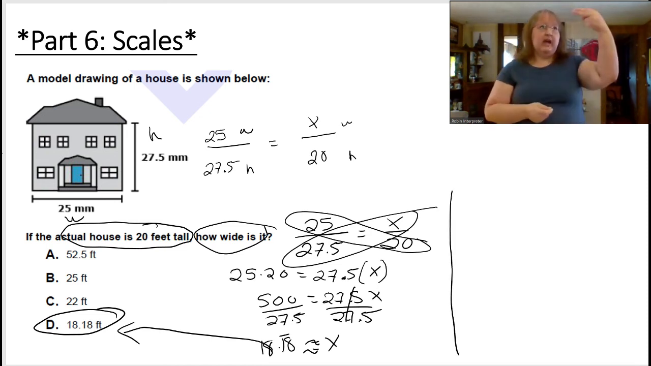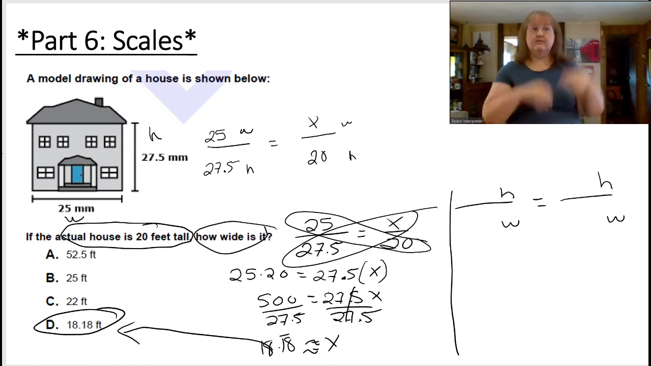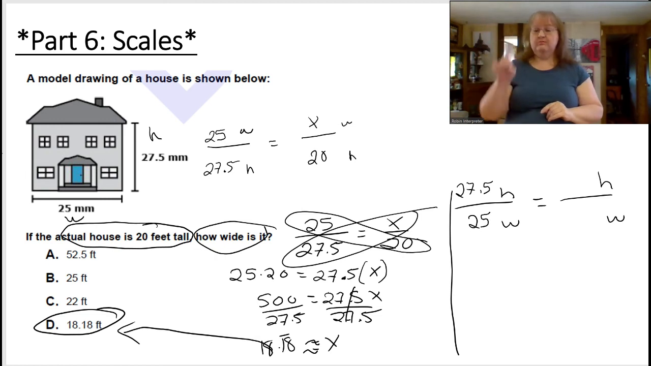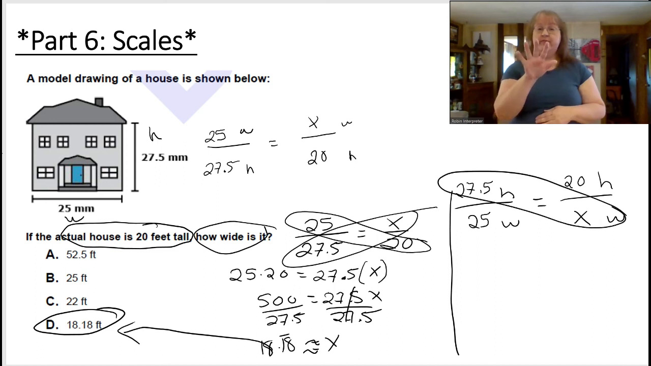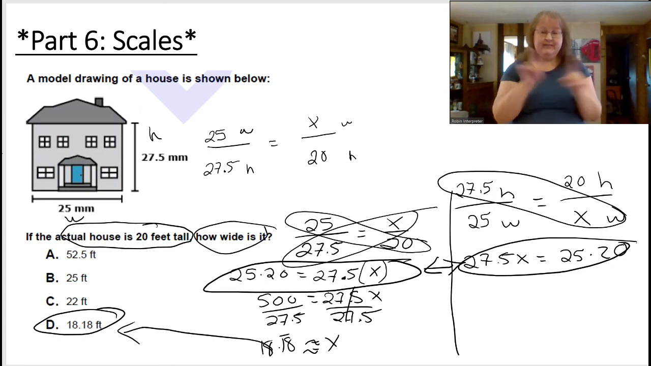Well, what if I did it the other way? What if I wanted to have height on top and width on bottom? Let's see what would happen then, because we should get the same exact answer no matter what. So my height would be 27.5 over 25. My height would be 20, and we don't know the width. So look, 27.5x equals 25 times 20. This part looks exactly like this part. They're the same. So no matter what, you'll get the same answer in the end.